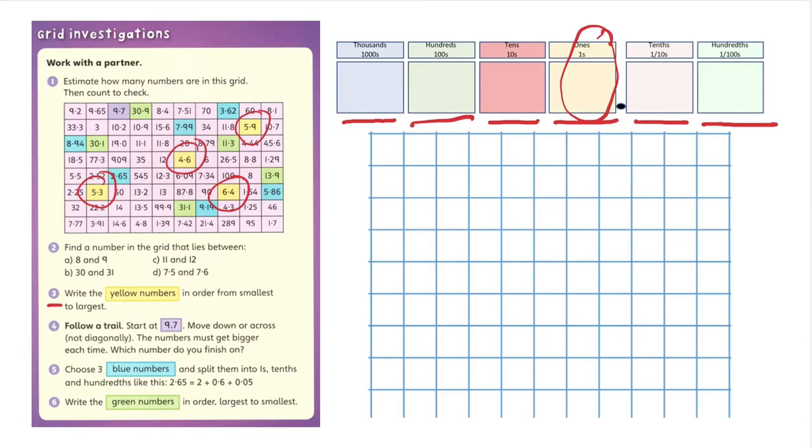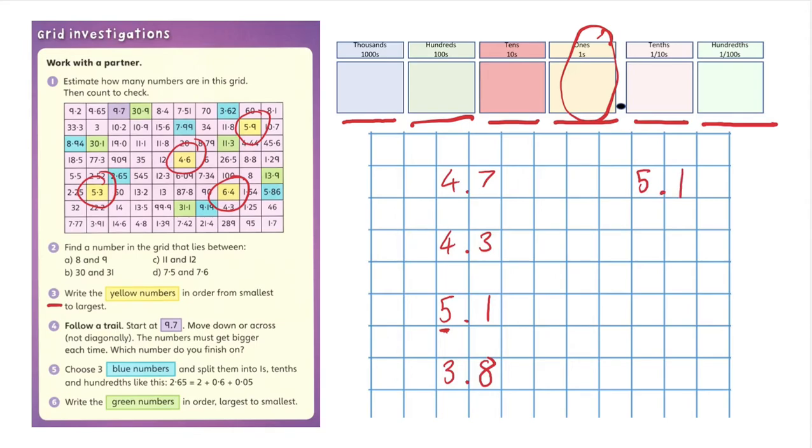So if I was ordering, I don't know, 4.7, 4.3, 5.1, and 3.8, I would say, do any of them have any thousands? No. Do any of them have any hundreds? No. Do they have any tens? No. Do they have any ones? Yes. Okay, which is the biggest ones? Well, 5 is the biggest ones, so 5.1 must come first.